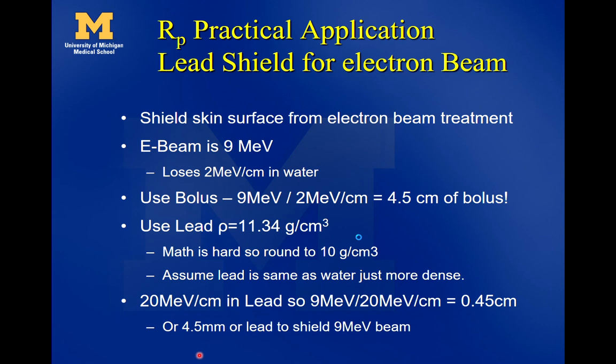So if we have this calculation, we're going to take 20 MeV per centimeter. So to get that, I took 10 and multiplied it by 2. So lead will be pulling 20 MeV per centimeter of the beam out in lead. So if I do 9 MeV divided by 20 MeV per centimeter lead, then in that situation I need 0.45 centimeters of lead to shield this. So this is a 4.5 millimeter thick shield of lead to shield a 9 MeV electron beam. So that's much more reasonable.